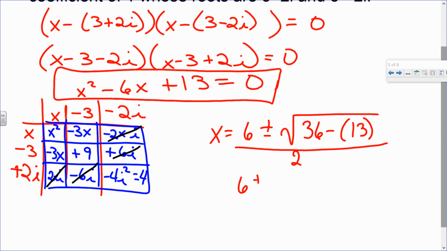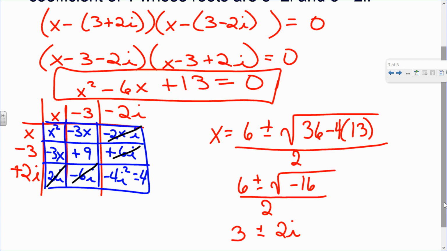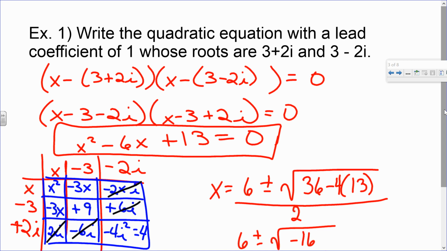So I'd have 6 plus or minus, so I left out my 4, b squared minus 4ac. I said it, I just didn't write it down. So 36 minus 52 is how much? Negative 16? So that means I have 3 plus or minus 4i over 2. And those are the roots that I had, 3 plus 2i, 3 minus 2i. So those were indeed the roots of that quadratic equation that we came up with.